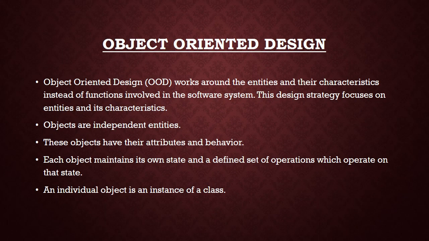So this was all about the function oriented design and how we create the designing process using the function oriented strategies. Now we will talk about the object oriented design. In object oriented design, it works around the entities and their characteristics instead of functions involved in the software system. This strategy focuses on entities and their characteristics, and these objects are independent entities.